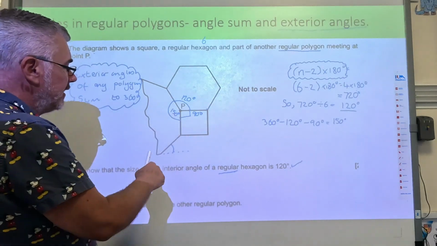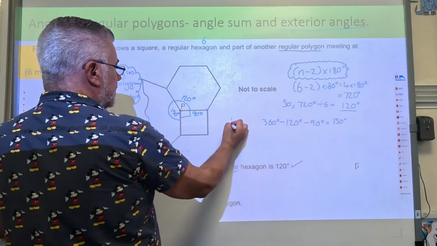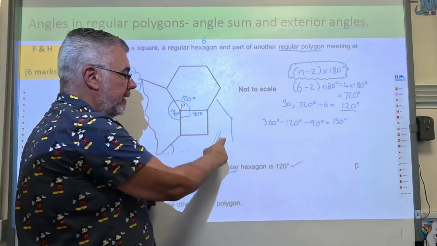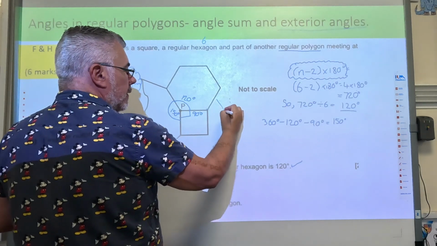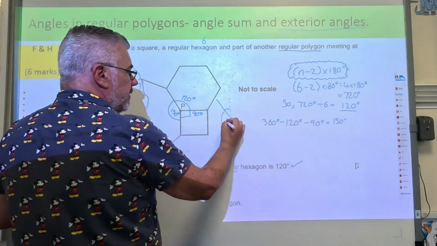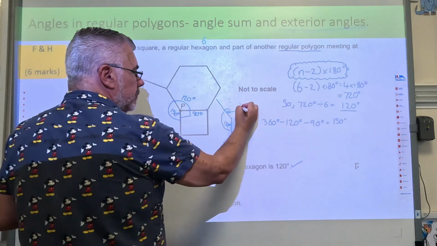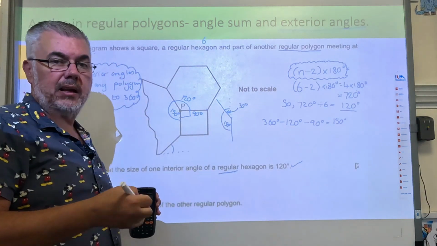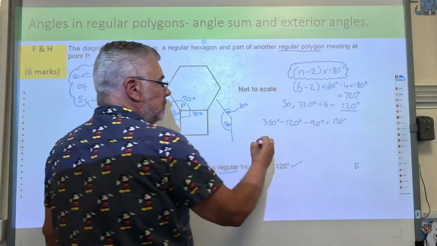Okay, my exterior angle, angles on a straight line. So I've got my hexagon there. I've got my shape there. I don't know what it is. I've just quickly drawn that. If that's 150, this has to be 30 because angles on a straight line sum to 180. So I know the exterior angle is 30.